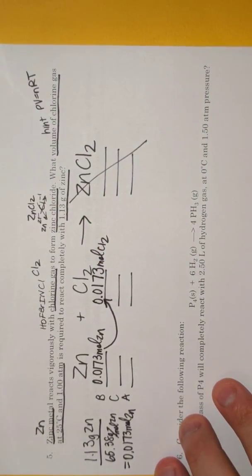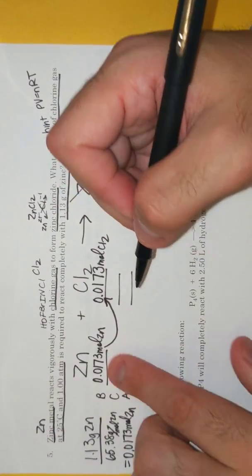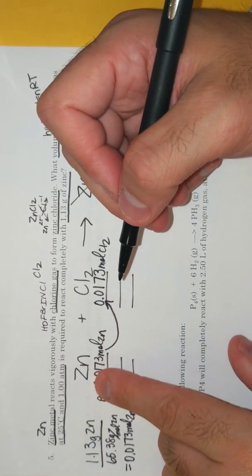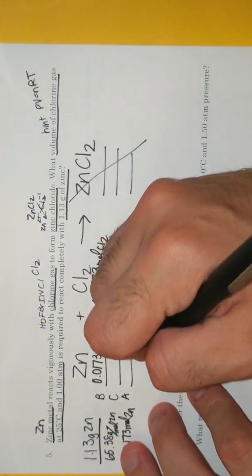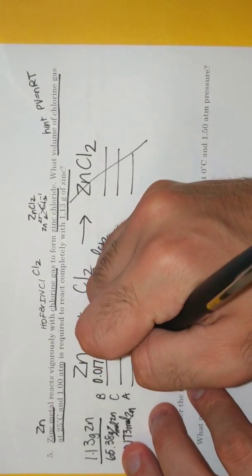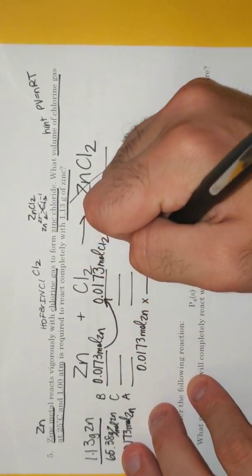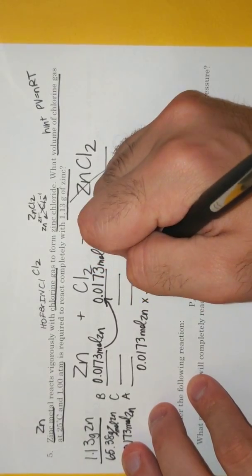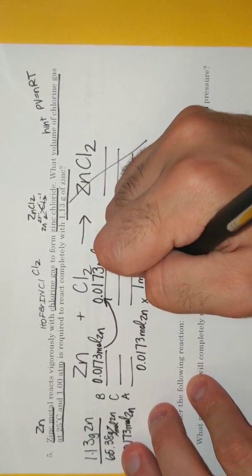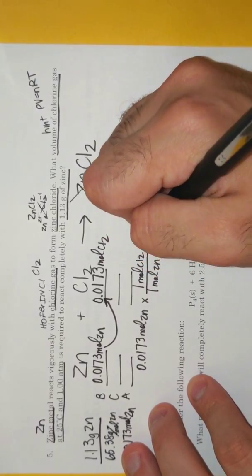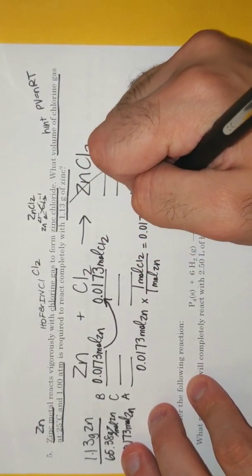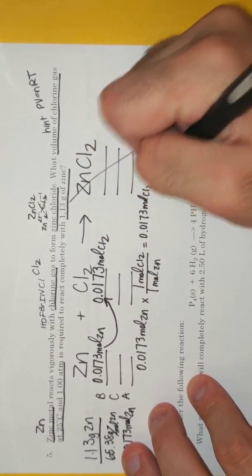All right, so I don't even have to do the rest of the BCA table. This is how much I need, right? So this is a 1-to-1 mole ratio. If you need me to show the work, 0.0173 moles of zinc times 1 mole of Cl2 over 1 mole of Zn, and I get 0.0173 moles of Cl2.